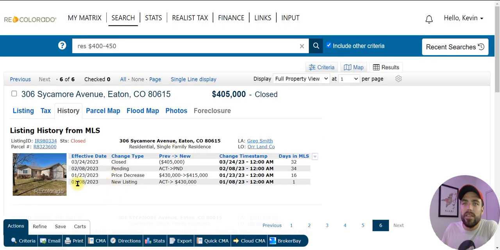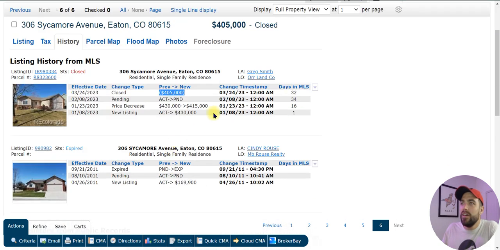So they listed it January 8th for 430. About 2 weeks later, they dropped it by 15,000. And then another 2 weeks later, so it took them about a month, 34 days actually, to get an offer accepted. They got the offer, and after the entire process, they got 405,000.